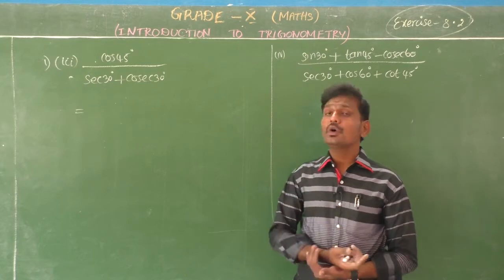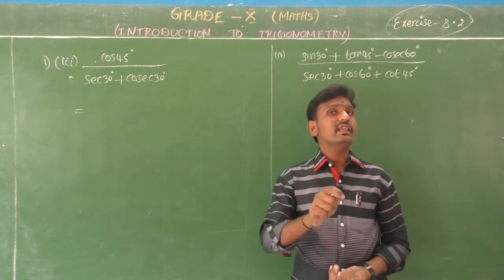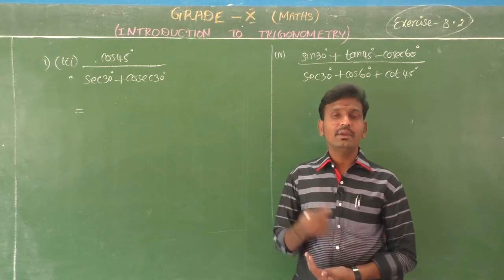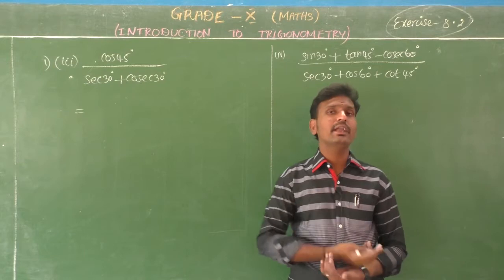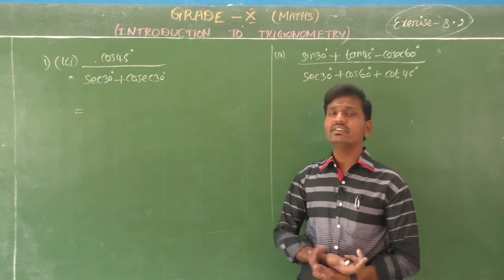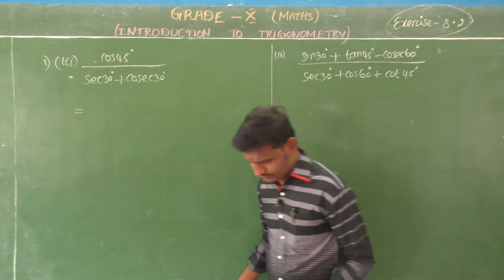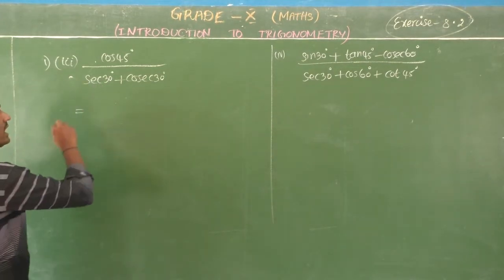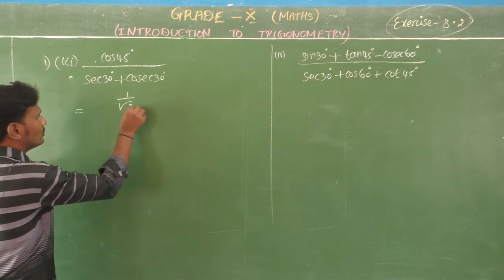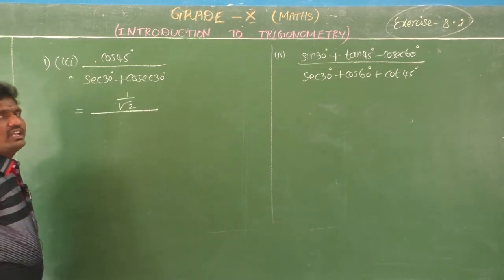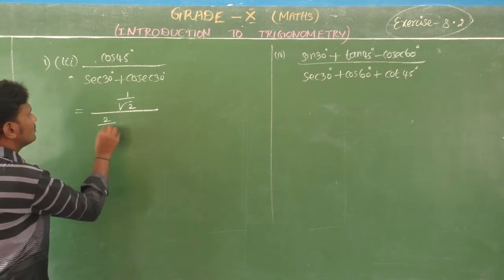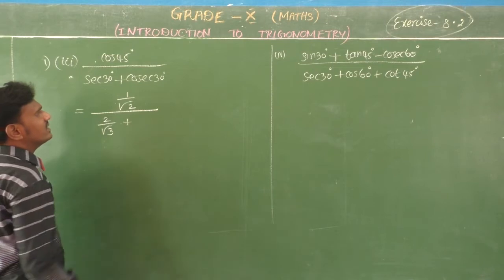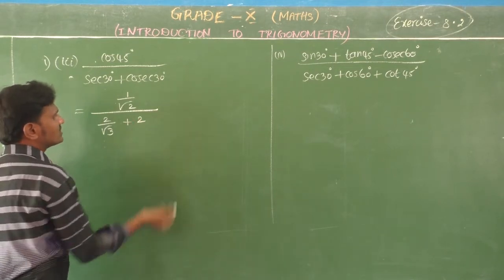And finally cosecant 30 degree. Cosecant theta is the reciprocal of sin theta. So sin 30 degree is equal to 1 by 2, then cosecant 30 degree is equal to 2, that's all. Now we are going to substitute the values. Cos 45 is 1 by root 2, the whole divided by secant 30 degree, which is 2 by root 3, plus cosecant 30 degree, which is 2.